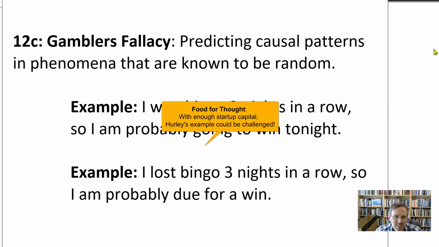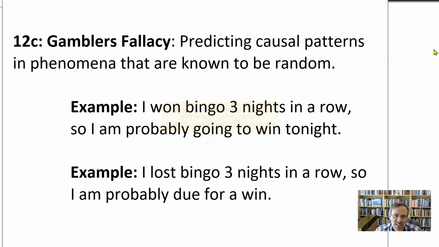The gambler's fallacy is a special type of false cause fallacy where we predict patterns in phenomena that are known to be random. So for example, if someone said, I won bingo 3 nights in a row, so I'm probably going to win again tonight. Or if someone said the reverse, I lost bingo 3 nights in a row, so I'm probably due for a win tonight. In both cases, bingo is designed to have a random outcome.